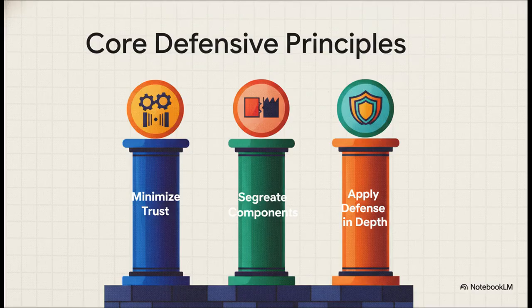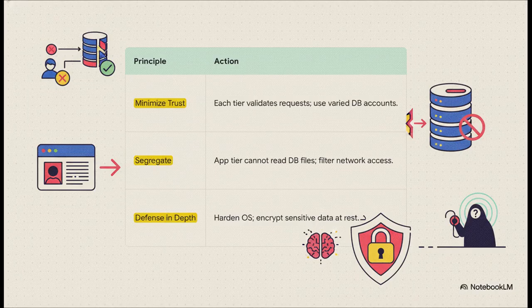So how do we build a secure architecture? It really boils down to 3 core principles that all have to work together. First, we have to minimize trust between our components. Second, we need to segregate them so they can't interfere with each other. And third, we have to apply defense in depth, which means adding security measures at every single level. So what does that look like in practice?